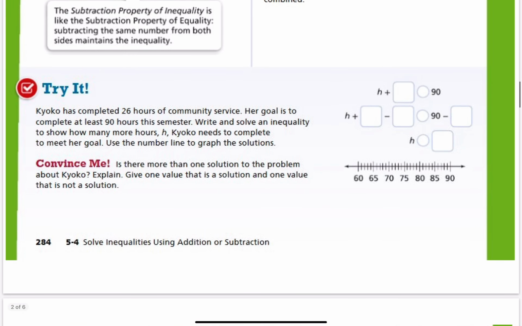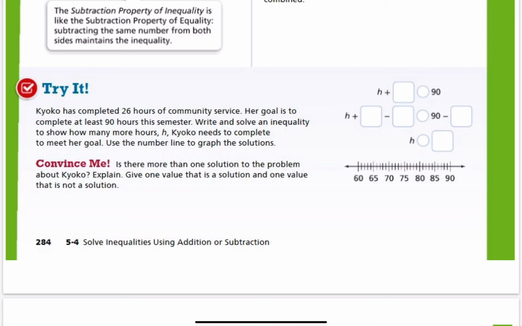Moving down to the first try it. It says, Kyoko has completed 26 hours of community service. Her goal is to complete at least 90 hours this semester. Write and solve an inequality to show how many more hours H she needs to complete her goal. Use the number line to graph the solutions.